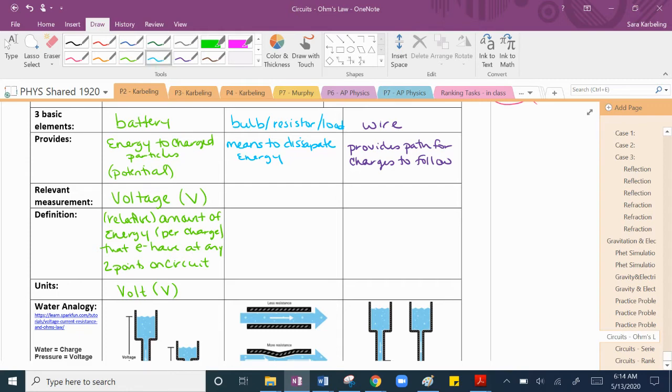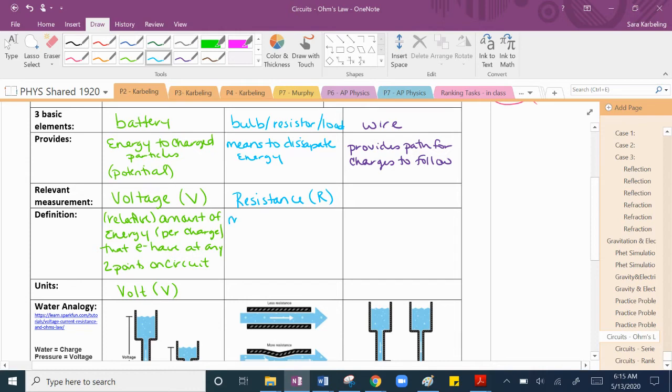So let's go back over here to find out what the measurement is related to a bulb or a resistor or any kind of load. And again, that load is basically anything that you have connected to a circuit. So when you plug something in to an outlet, you're completing a circuit. And so it could be a lamp, it could be a fan, it could be a toaster, it could be whatever. Any of those things, the relevant measurement, I guess, is resistance. And resistance is marked with an R. Again, pretty logical.